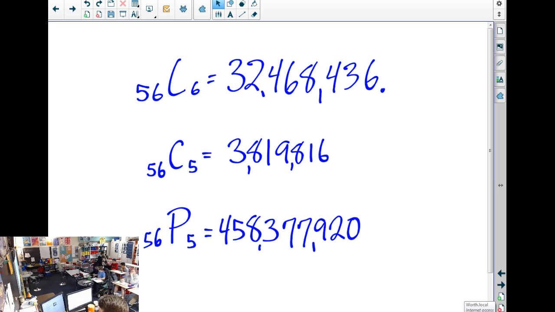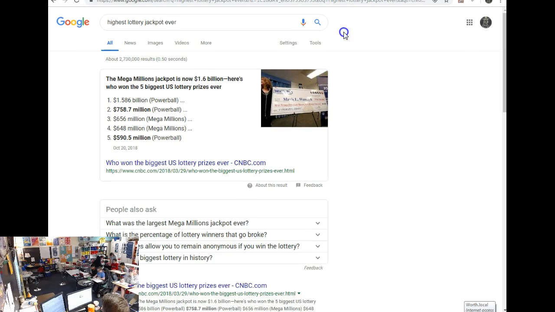1.586 billion is the biggest it's ever been. It's that one. And that was last year. 4, 5, 8, 3, 7.